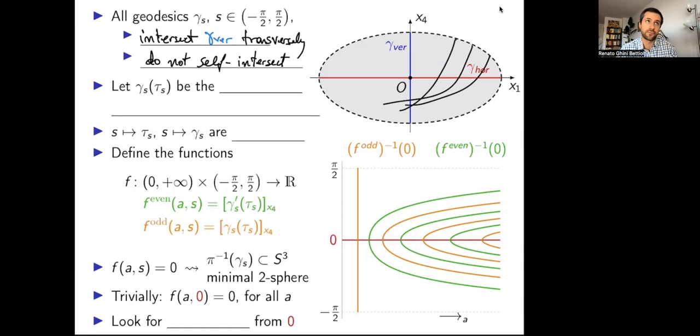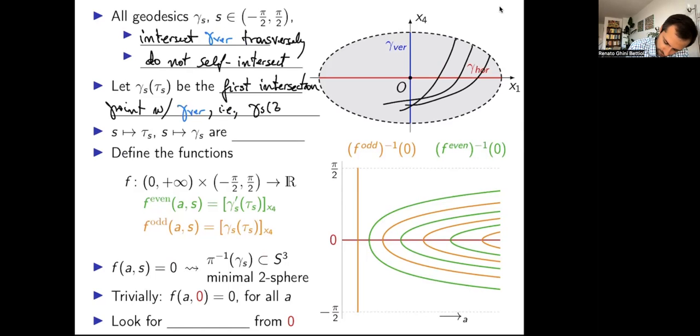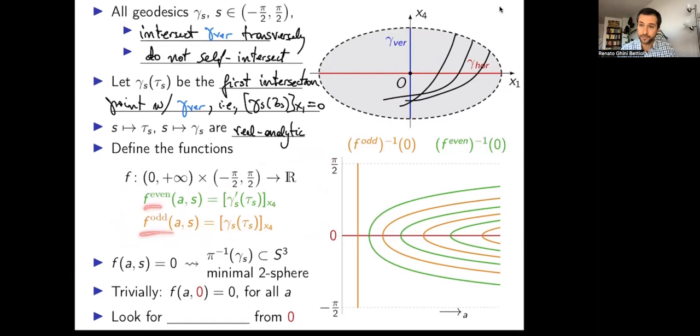So let's say tau s is the first intersection point with the blue vertical geodesic, meaning it's the first point at which the x1 coordinate is 0. Right? It means I'm along this line. So this first intersection point, this first intersection time, is actually real analytic. You can show that with transversality. So both of these are real analytic functions, and so I can define real analytic functions like we had in the second part of the talk, which I'll call f even and f odd.